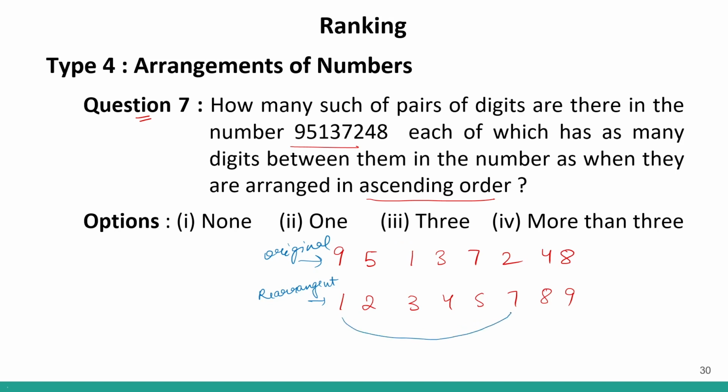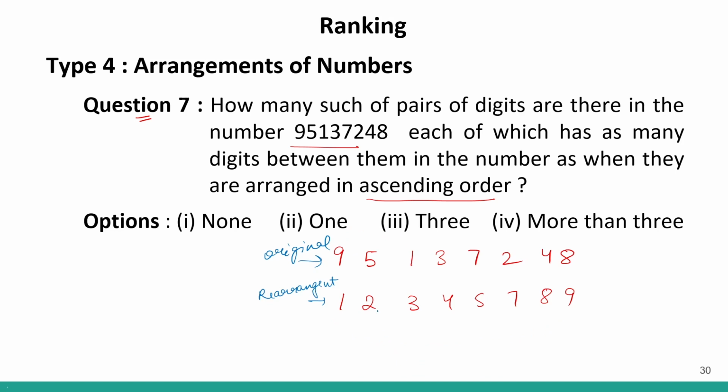Between 1 and 7 we have 4 digits. Over here we have only 1 digit. So not the same. Between 1 and 8, 1, 2, 3, 4, 5 digits. And over here we have how many? 1, 2, 3, 4 digits. So not the same. Then between 1 and 9, we have 1, 2, 3, 4, 5, 6 digits. And over here we had only 1 digit. So this is not the same.